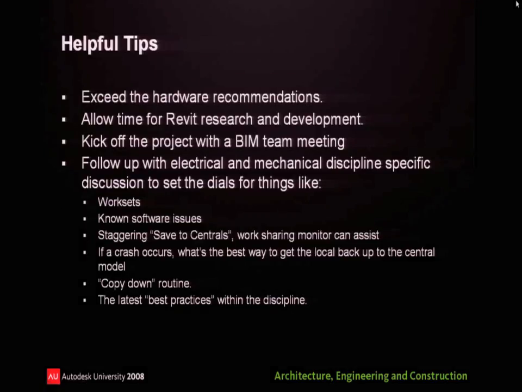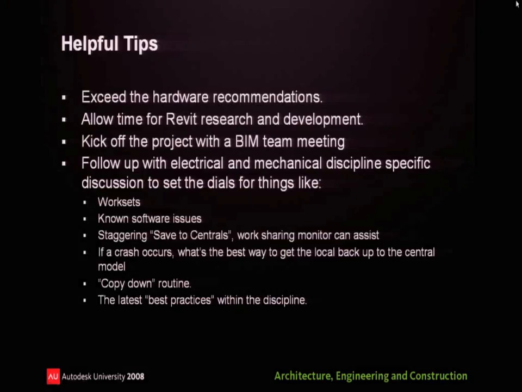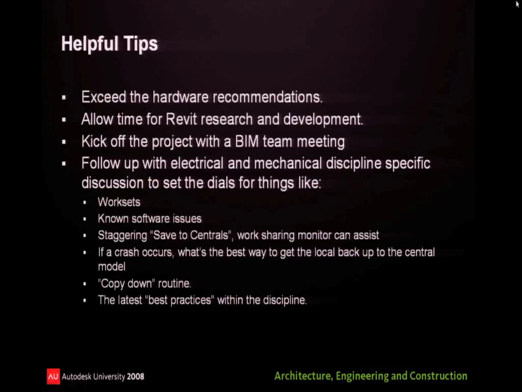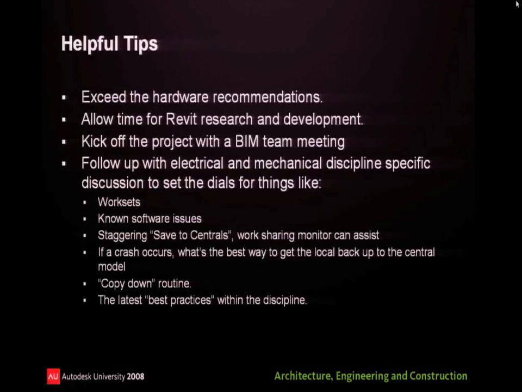Kick off the project team with a BIM meeting. Just like we had a BIM implementation team, have a project BIM team up front. Talk about how you're going to do things. Talk about those working with the architect items. Follow that up with a discipline-specific one. Get your mechanical team together, your electrical team together. Go through things like, how are we going to name those work sets?